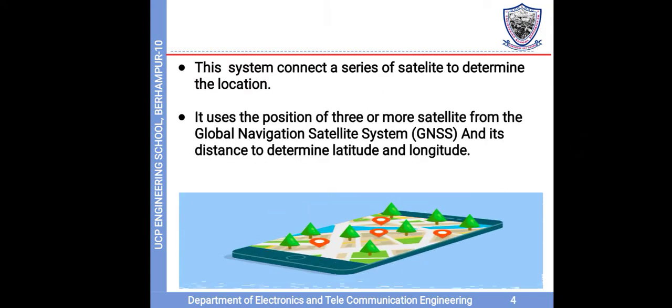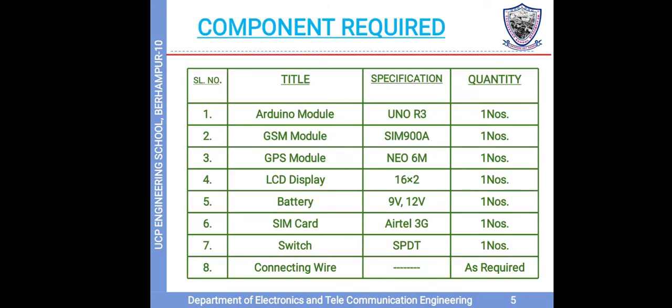This system connects a series of satellites to determine the location. It uses the position of 3 or more satellites from the Global Navigation Satellite System and its distance to determine latitude and longitude. Here are the components required: Arduino module, GSM module, GPS module, LCD display, battery, SIM card, switch and connecting wires.